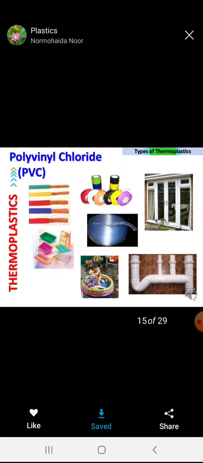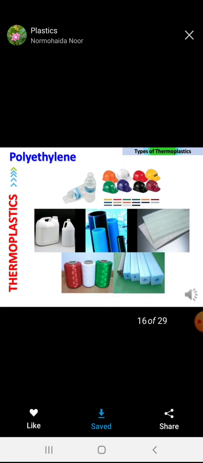It is used in flooring, also in pipes and wall covering. Then polyethylene. This polyethylene is one of the most recycled plastics. It finds usage in various bottles, like water bottles, soda, and cooking oil bottles.